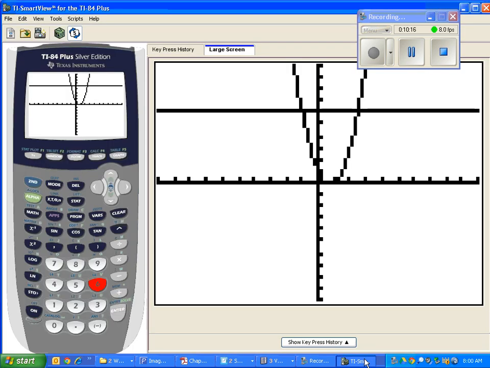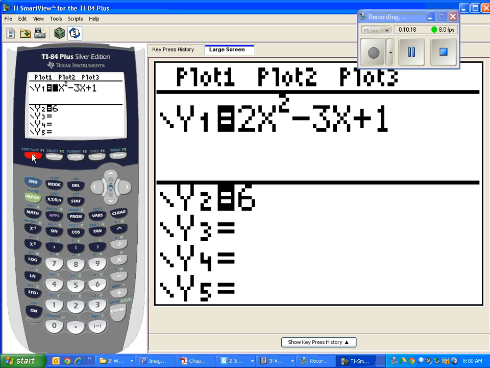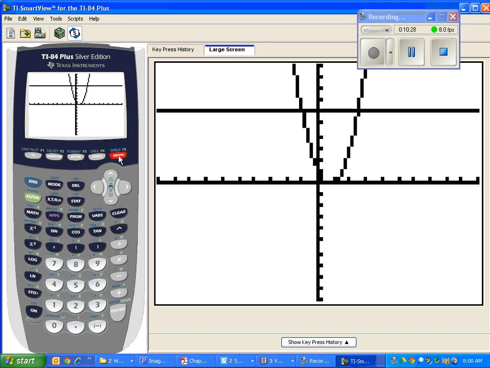So all I did in my calculator was I set y1 equal to 2x squared minus 3x plus 1, and then y2, I set that equal to 6. That was the right side of the equal sign there. And I press graph. Now I'm going to make my calculator do some of the legwork to find those points of intersection. All you're going to do is press second and trace.